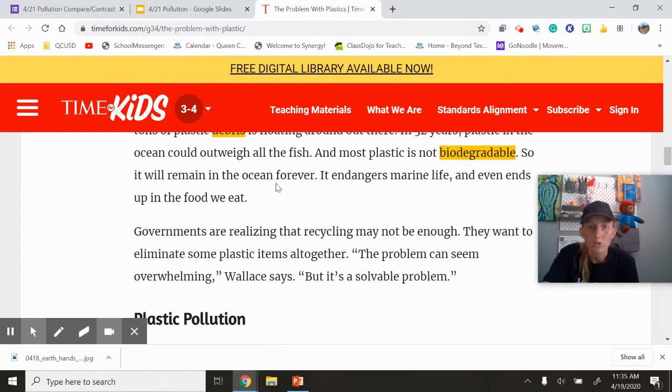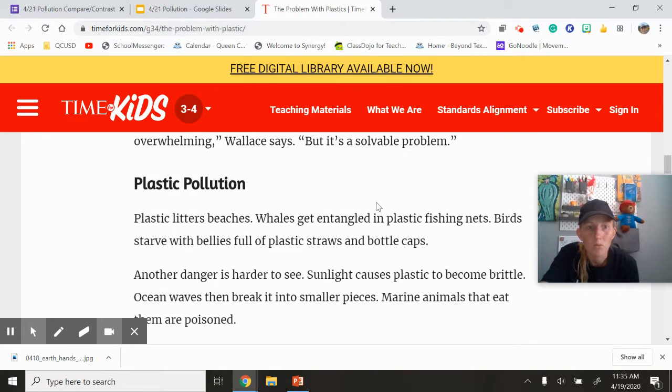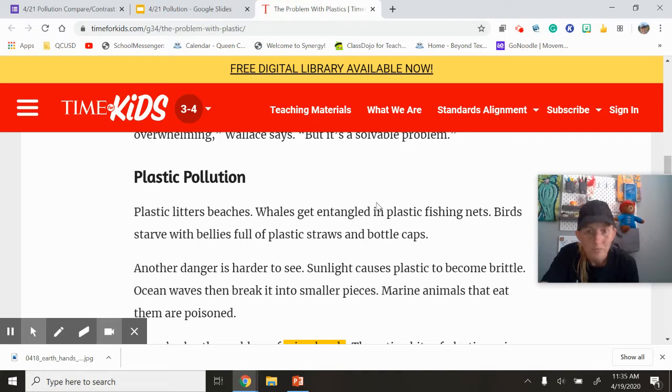So it will remain in the ocean forever. It endangers marine life, and it even ends up in the food we eat. Ooh, gross. Governments are realizing that recycling may not be enough. They want to eliminate some plastic items altogether. The problem can seem very overwhelming, but it's a solvable problem. So I'll read this next little part and then we'll move on to light pollution.